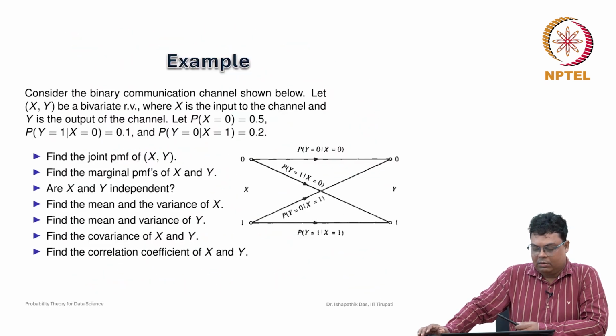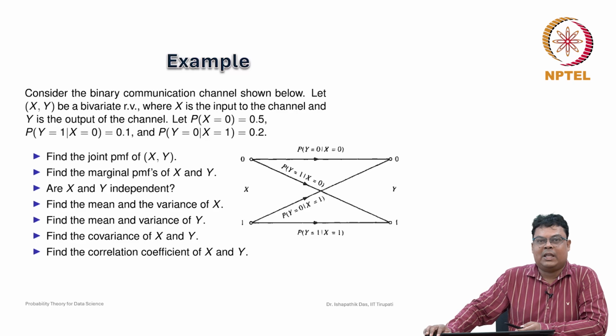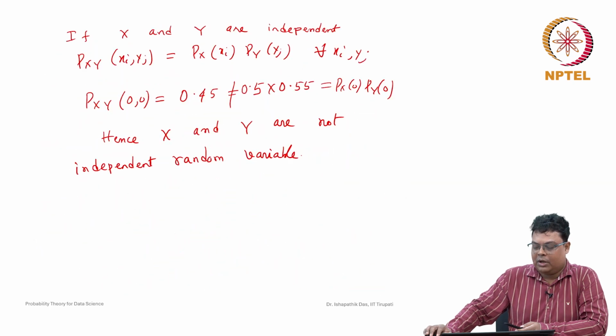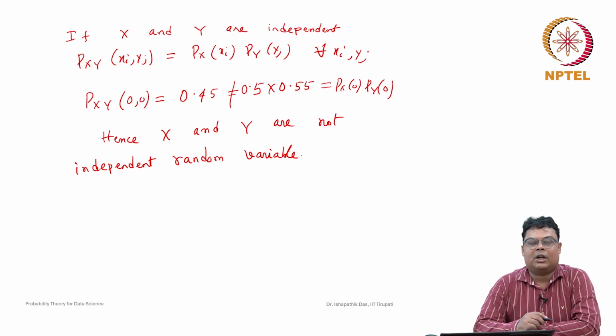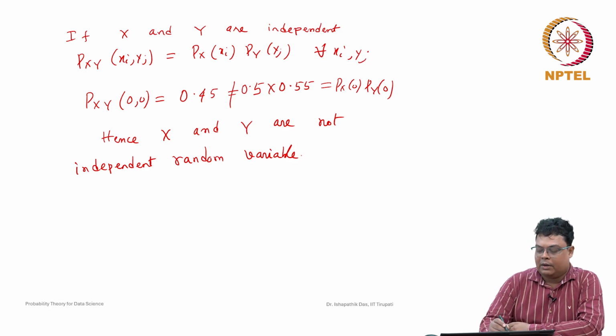So now find the mean and variance of x. Now we have the marginal probability mass function of x. We know the marginal probability mass function of y. We will use those marginal probability mass functions and find the mean and variance of x. So this is for practice. We have already discussed how to find mean and variance. So here for these cases we know the marginal probability mass function.